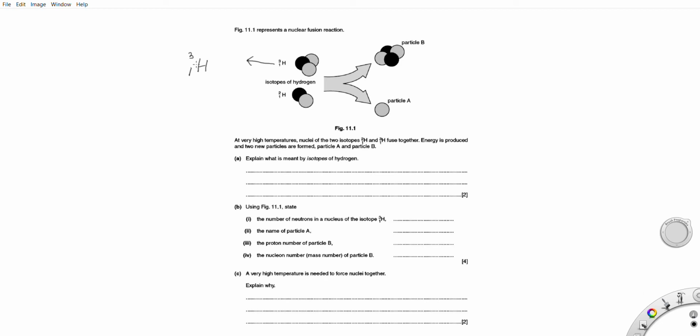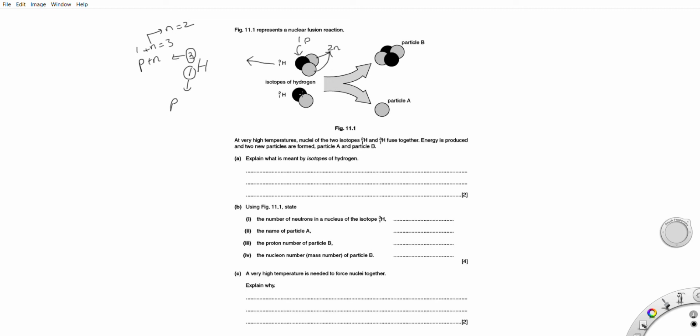Now, it says 1H3. That means this 1 represents the number of protons, and this 3 represents the sum of nucleons, that is protons and neutrons. So I know that 1 is the proton number and n is unknown. Their sum totals 3. Then I get n equals 2. That means this particular hydrogen atom has one proton and two neutrons.